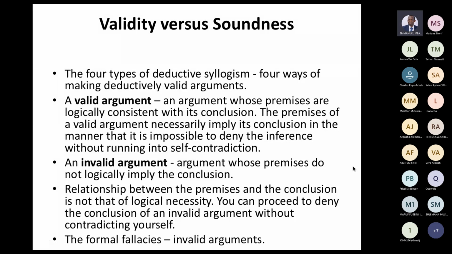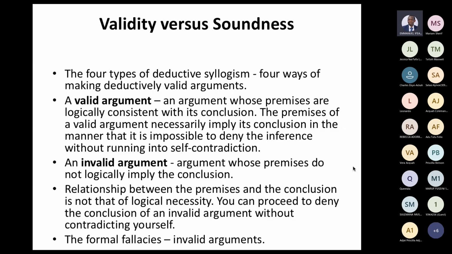Now let's look at the issue of validity. The 4 types of deductive syllogism are 4 ways of making deductively valid arguments. A valid argument is an argument whose premises are logically consistent with its conclusion. The premises of a valid argument necessarily imply its conclusion in the manner that it's impossible to deny the inference without running into self-contradiction.